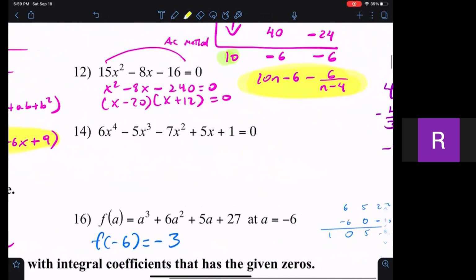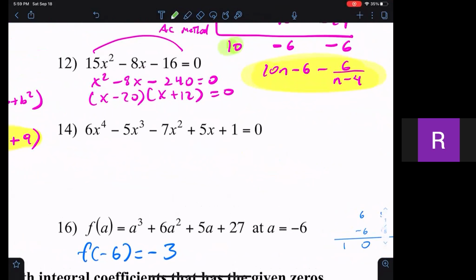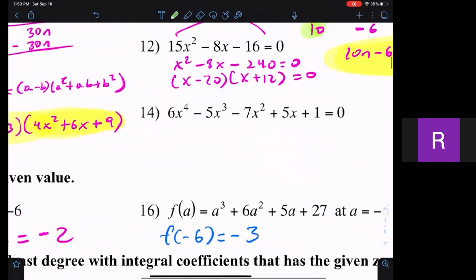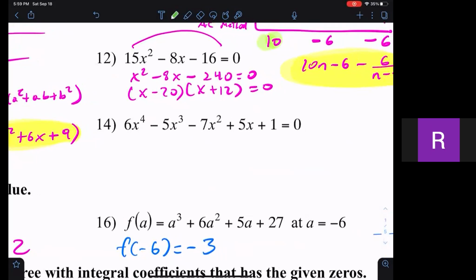Okay. Next. This one. We have 6x squared. Factor, right? Okay. So 6x to the fourth minus 5x cubed minus 7x squared plus 5x plus 1 equals 0. Okay. So at this point, you have too many choices. You can use the rational root theorem, right? If that doesn't work, well, that's your last hope, right? Like, I mean, that's what you're trying to see if that one works.